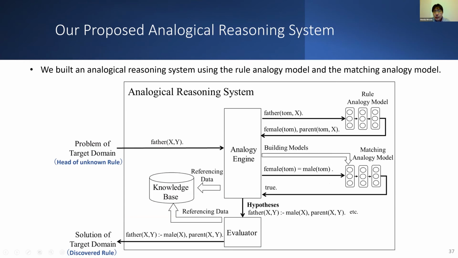We built an analogical reasoning system using the rule analogy model and the matching analogy model. If the head of an unknown rule is input into this system, it will discover new rules and output these rules. This system is composed of an analogy engine and an evaluator. By the rule analogy model and the matching analogy model, the analogy engine reasons from the head of the rule and generates several hypotheses. The evaluator references the knowledge base and verifies the hypotheses.